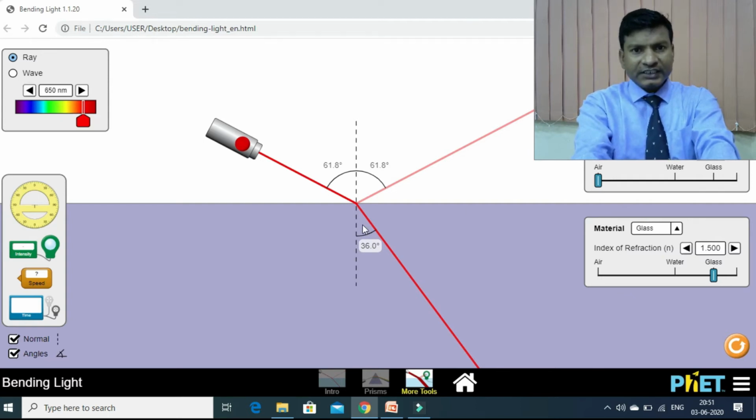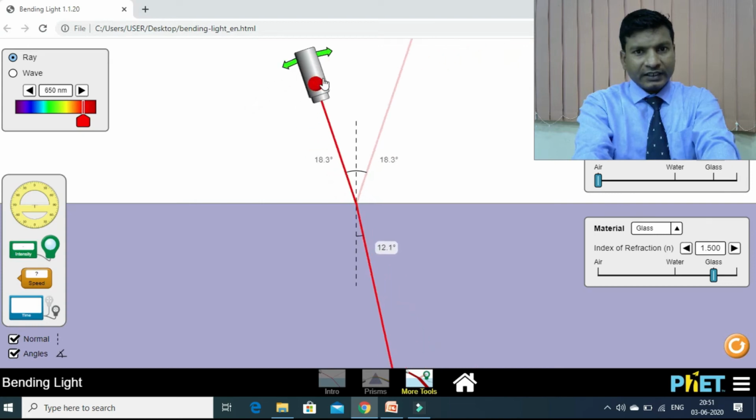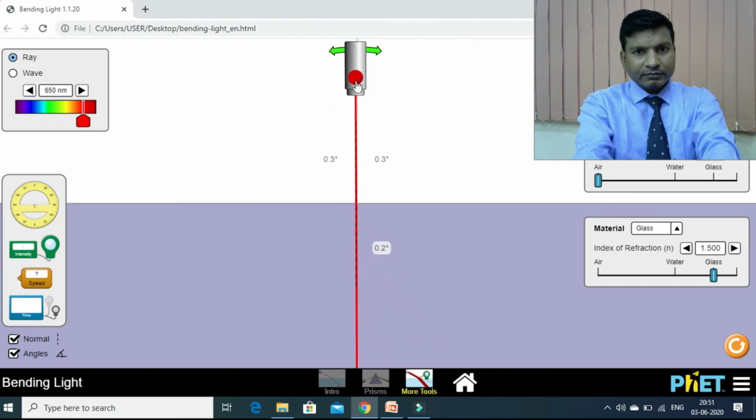Now in this situation, if the ray of light falls normally, what happens? Just have a look. Suppose the ray of light is falling like this normally, perpendicularly onto the surface. Yes, when the ray of light is falling normally onto the surface, the angle of incidence is becoming how much? You can see here 0 degree. Angle of refraction is becoming 0 degree, and angle of reflection is also becoming 0 degree.